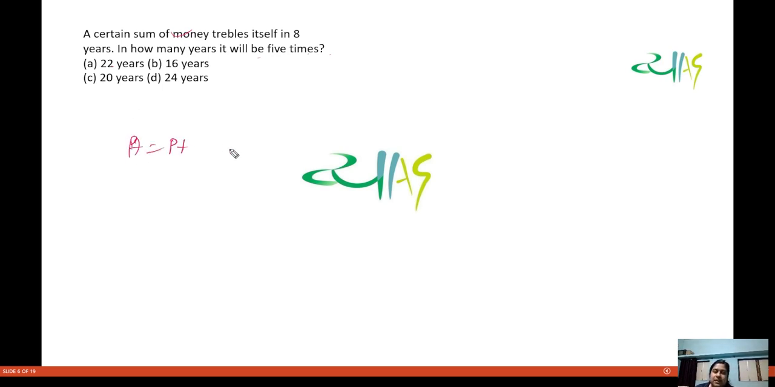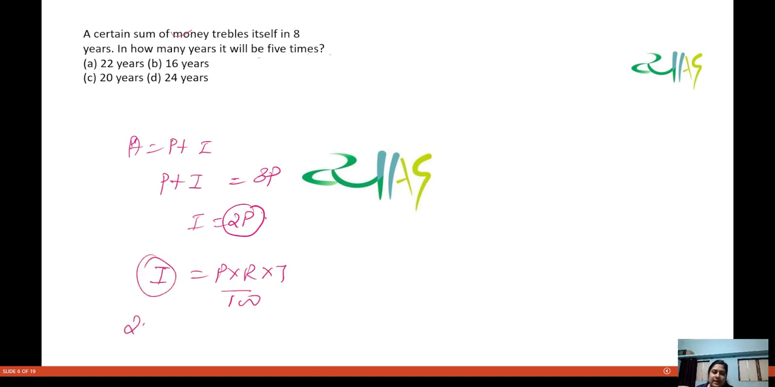Amount is equal to principal plus interest, and this principal plus interest is equal to 3 times P. So I is obviously 2P. Now what I will do, I is equal to P into R into T by 100. I can keep it as 2P, so P into R into T by 100. This P and P got cancelled. We don't know R, but we know T. So this becomes 2 into R into 8 divided by 100.